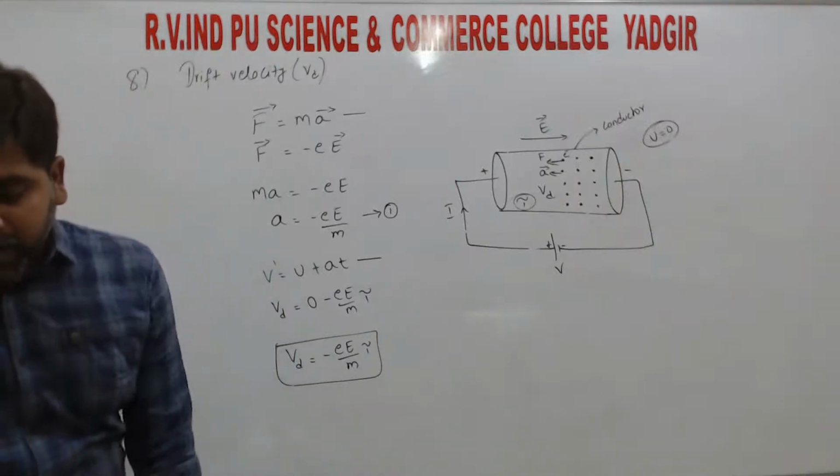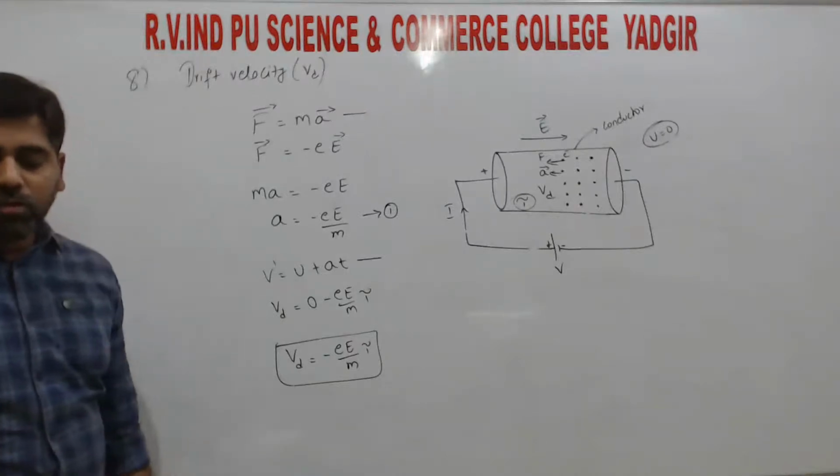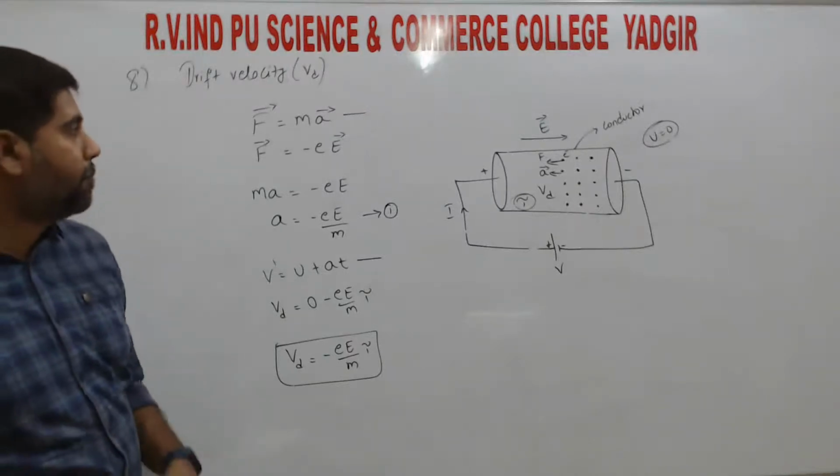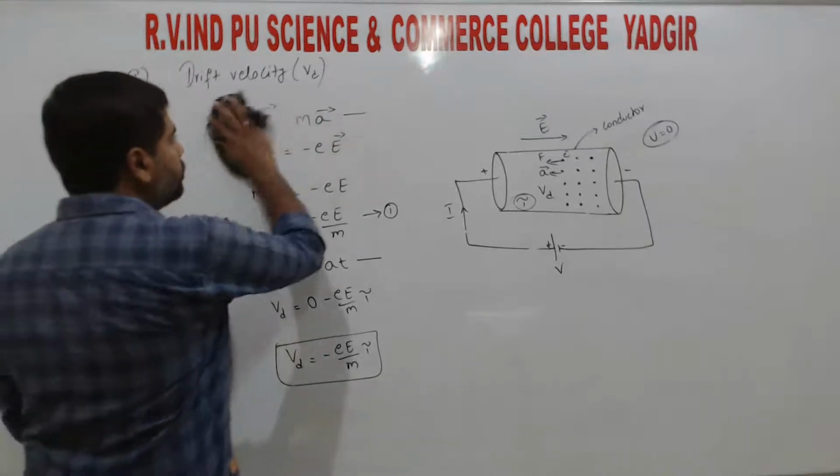Next, derive j is equals to rho e. Ninth question.